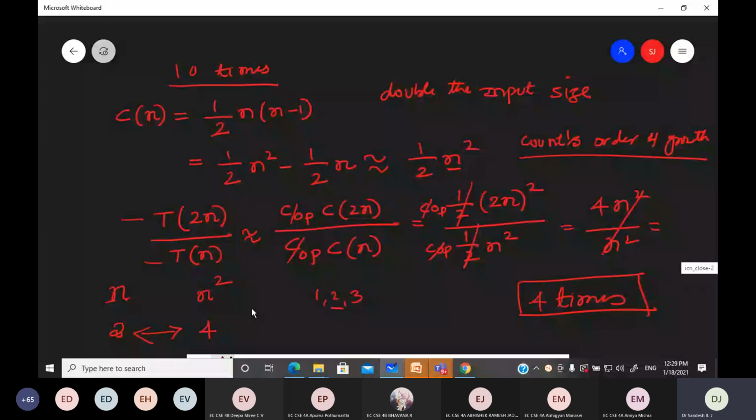If the input size is 1000 or 10,000, the amount of time taken increases drastically. So when we are comparing two algorithms that solve the same problem and trying to find out which is the better algorithm, the algorithm with n takes less time compared to the algorithm with n square.